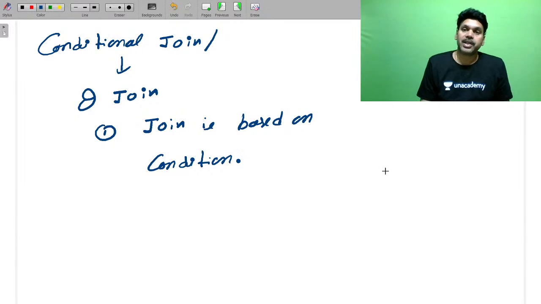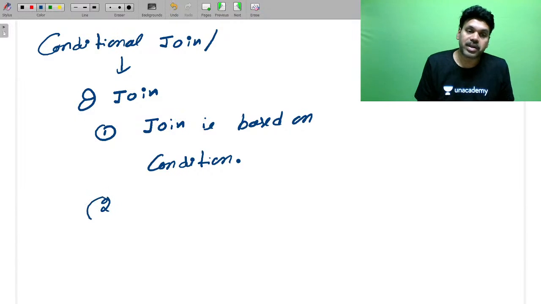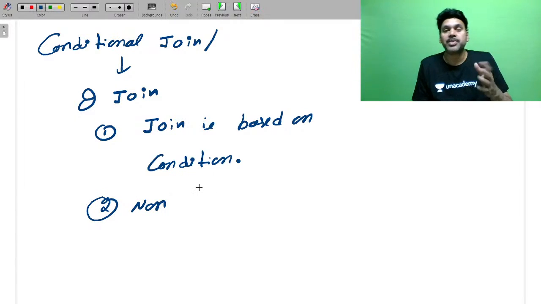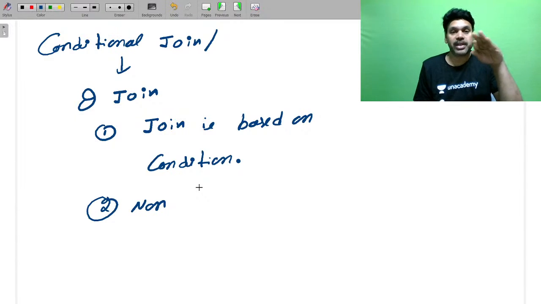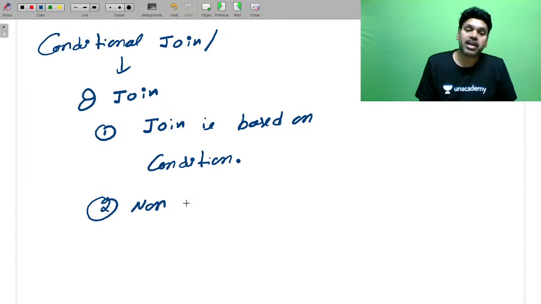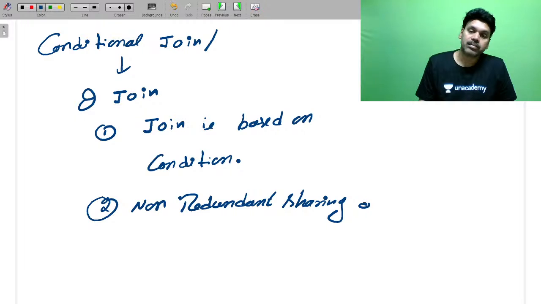So it is also going to provide non-redundant sharing of data. All are non-redundant sharing only. Observe that except cross product, natural join is non-redundant sharing, join using on is non-redundant sharing, and this is also going to be non-redundant sharing. It provides non-redundant sharing of data.